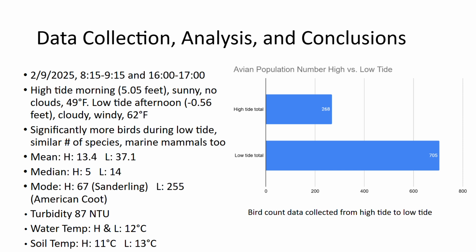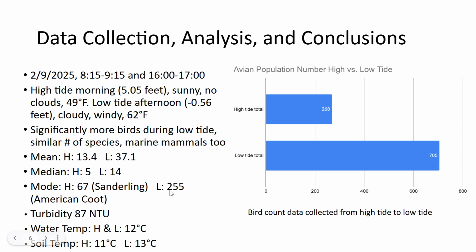The most stark observation from this was how many more birds there were during low tide. There were a similar number of species, but as you can see on the graph, it was over 2.5 times the amount of birds seen during low tide than during high tide. There were also some marine mammals spotted, such as a sea otter, a sea lion, and there was a beached bat ray.